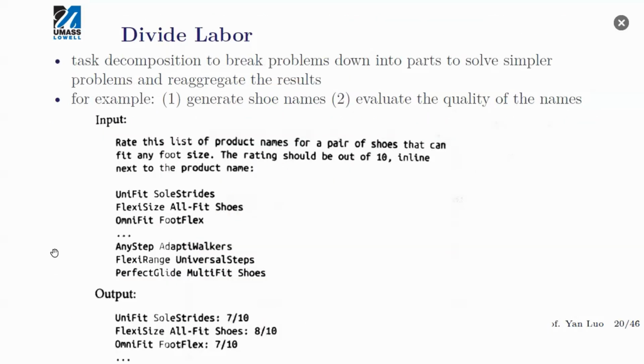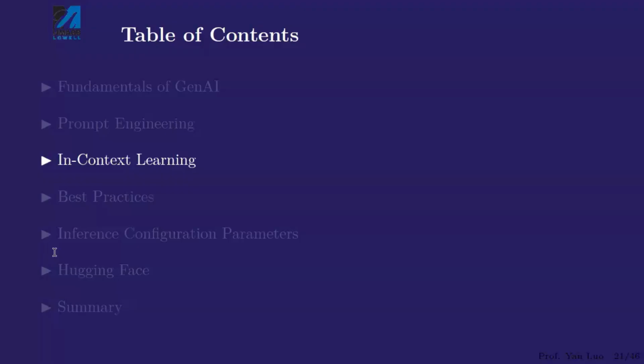Okay, divide labor. This is to basically decompose the bigger task into smaller parts to solve simpler problems and then re-aggregate the results. For example, for the shoe names example, we can first generate shoe names, and then based on the generated shoe names, we can evaluate the quality of the names based on certain criteria. Yeah, so this is dividing labor.